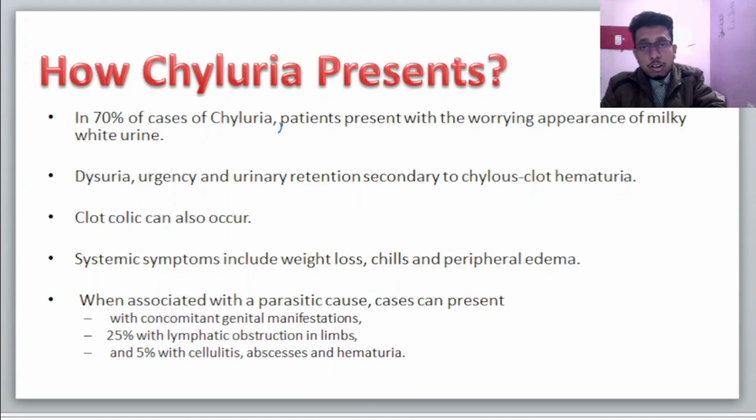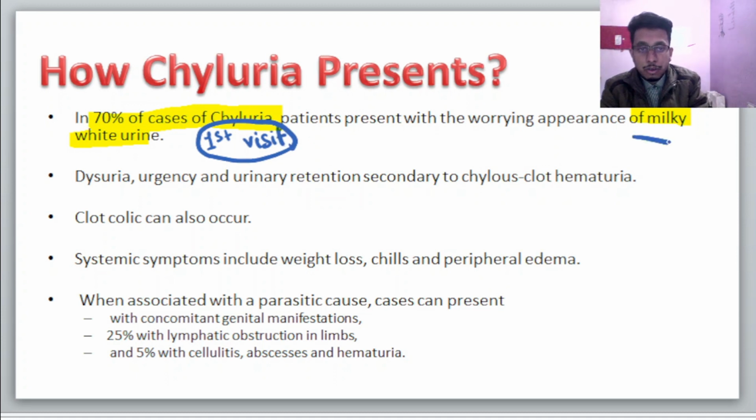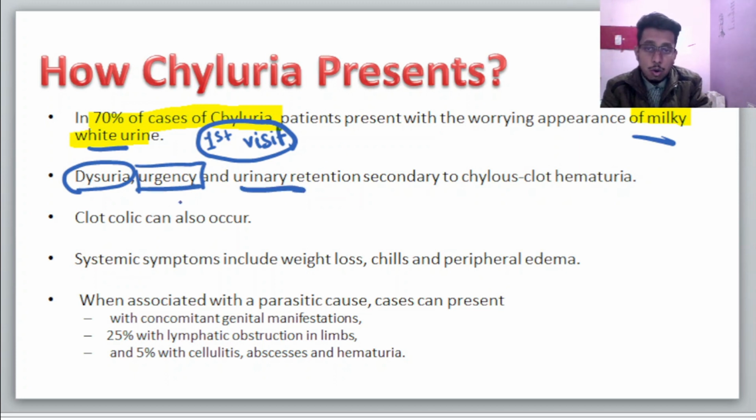Now, how do patients of Chyluria come to us? In 70% of cases, they present with what I have already said, the worrisome appearance of milky white colored urine, and the patient usually comes on the first visit because of fear. Apart from milky white urine, there may be additional symptoms of dysuria, meaning painful urination, or urgency, that is the urge to urinate multiple times continuously, or there may be urinary retention. All of these symptoms occur due to chylous clot hematuria.